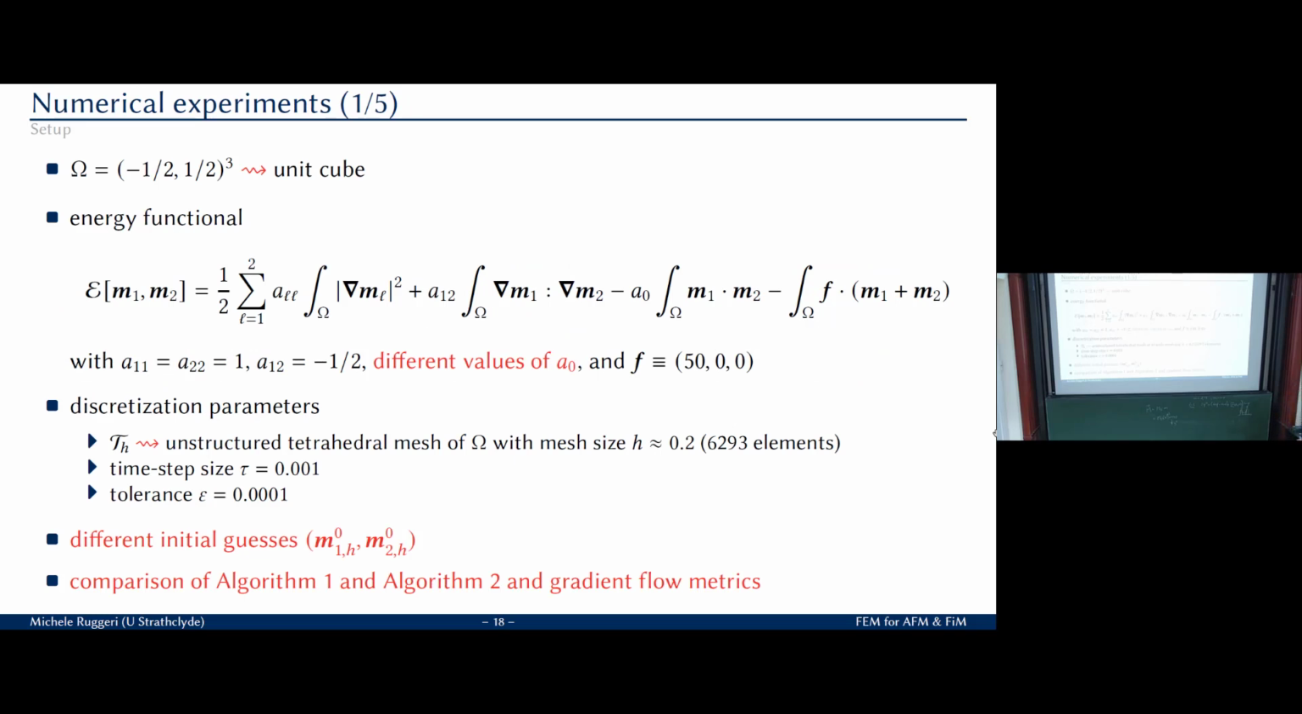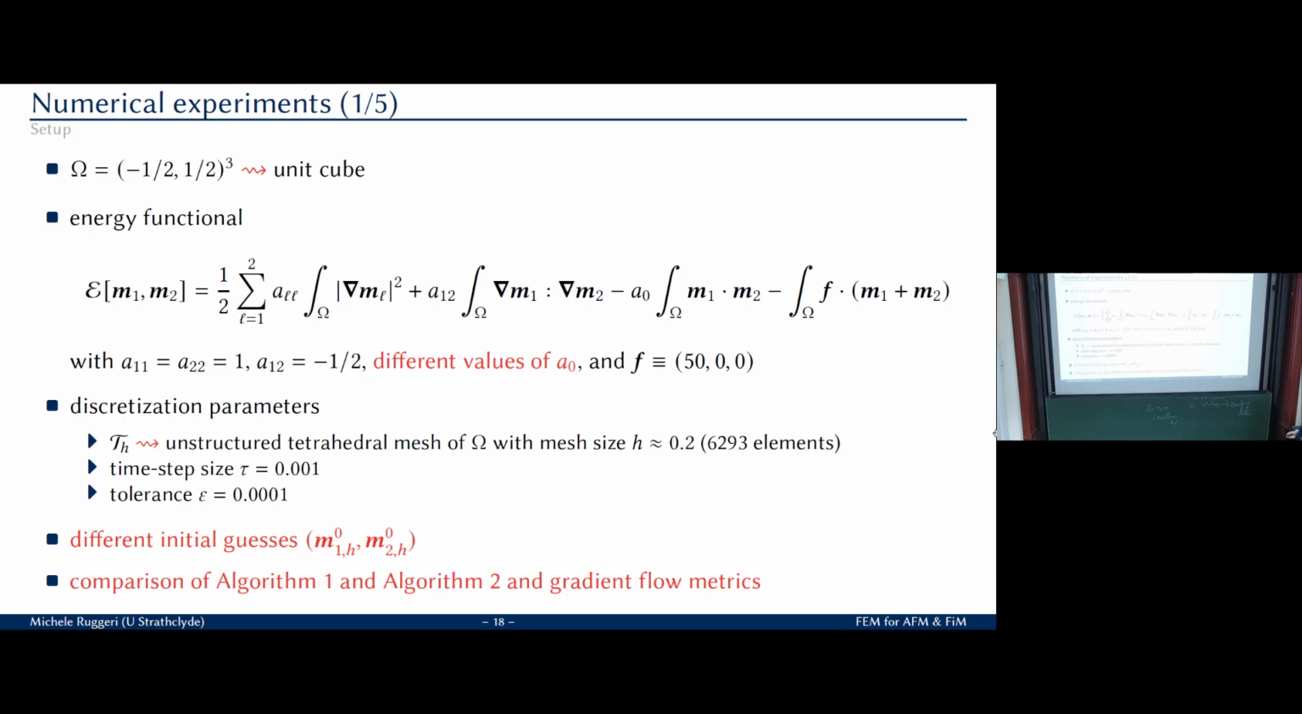I consider really a toy problem here, a toy example, not some fancy micromagnetic simulation, but I make the energy slightly more interesting, incorporating also an external field, which I will treat explicitly. Essentially the same results that we had before will apply also to this energy. The problem is posed on the unit cube. I choose these values for the material coefficients, and I will choose an applied external field that is constant and aligned with the x direction.